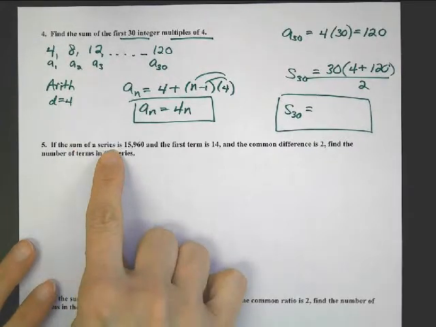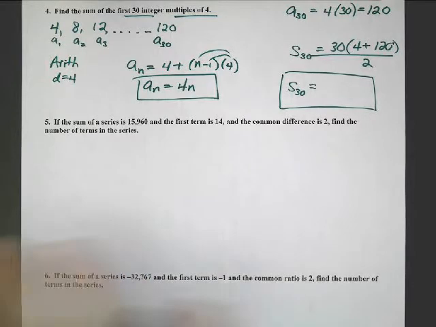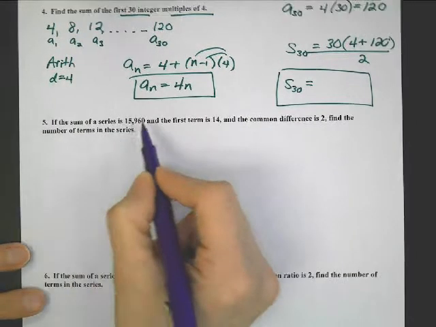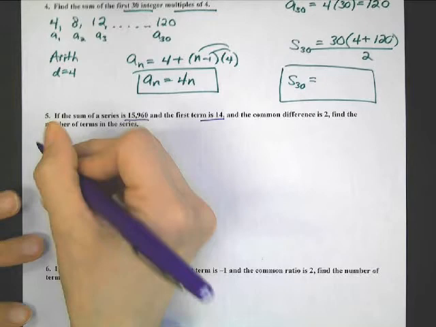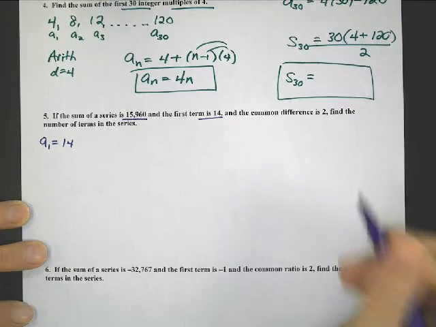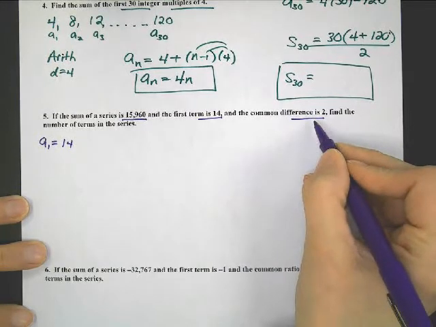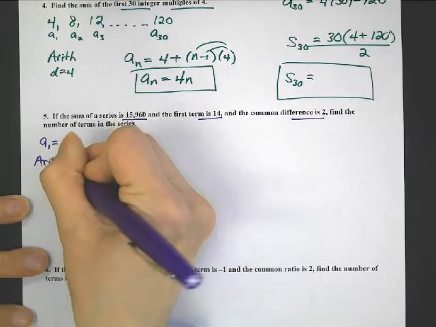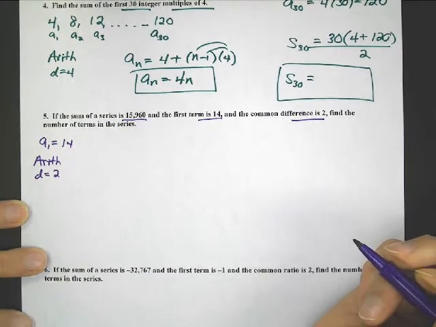Okay, the sum of a series is 15,960. I'm going to write out a lot of formulas for this, just kind of put all my information down so I can study it. This is a sum. The first term is 14. So a sub 1 is 14. The common difference is 2. So that's telling me that this is arithmetic, and the d is 2.